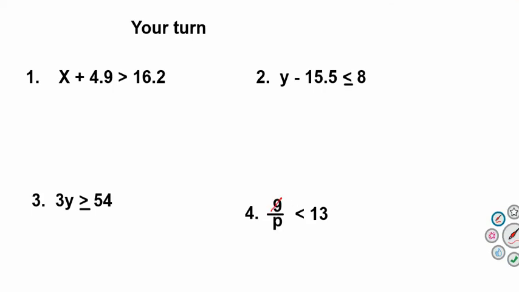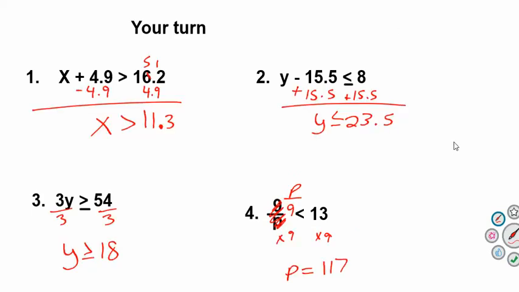Whoops, before you guys start, this should actually be p over 9. My fault there. That should be p over 9. Sorry about that one. So p over 9, or p divided by 9, has to be less than 13. All right, check your work there.